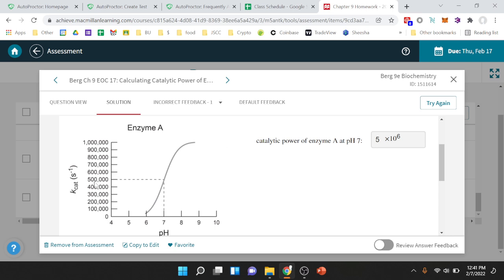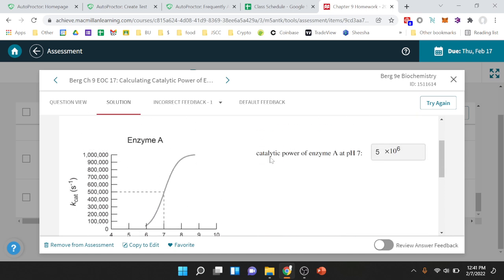So what is the catalytic power of this enzyme at pH 7? Well, we take 500,000. 500,000 would be what? Try it. What's the scientific number for 500,000? How many zeros are there? 1, 2, 3, 4, 5. So it's not just the number of zeros, is it? See, that's 10 to the 6th.